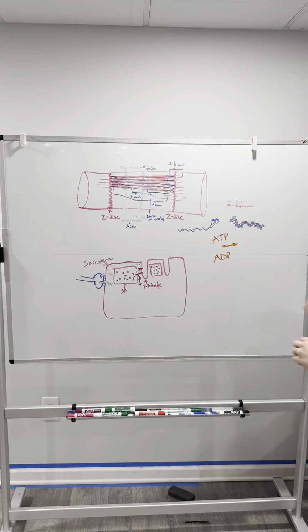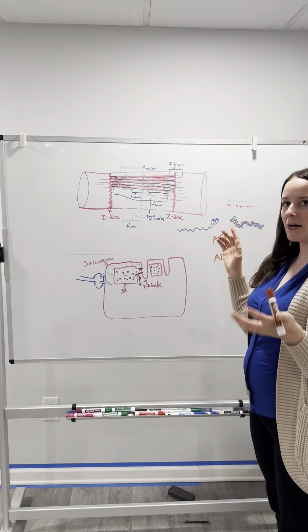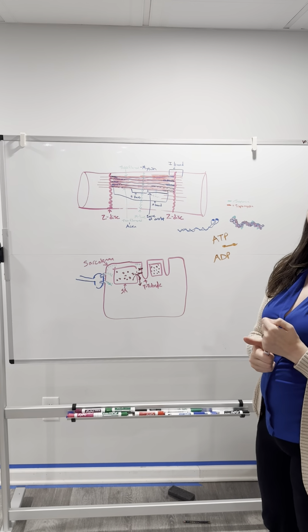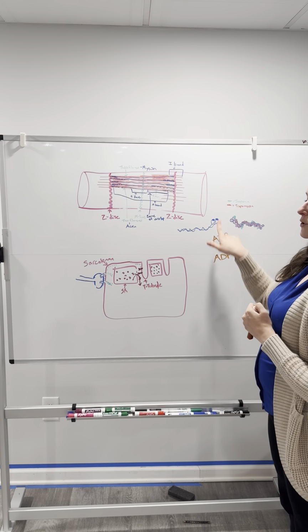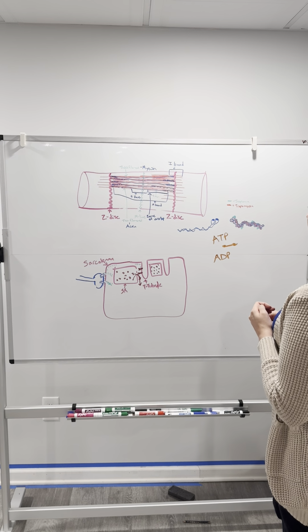And once it's bound, how does it become unbound? ATP comes back in and binds, and that actually releases the myosin heads.